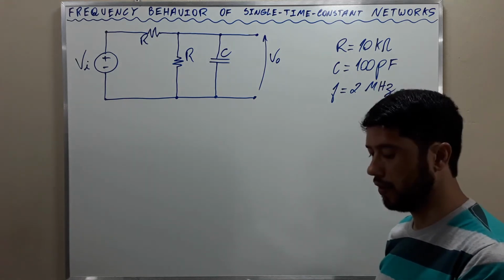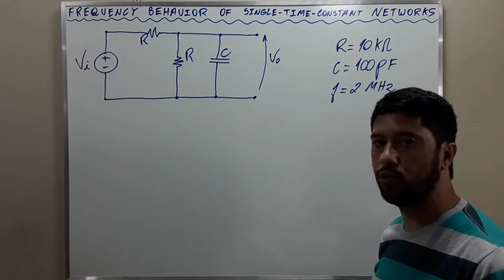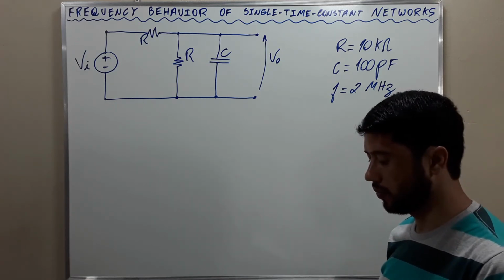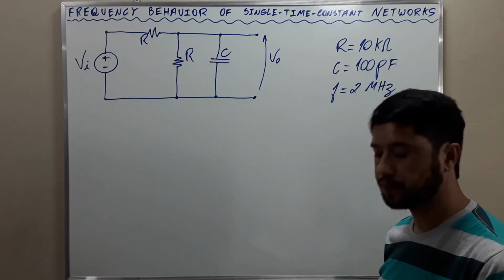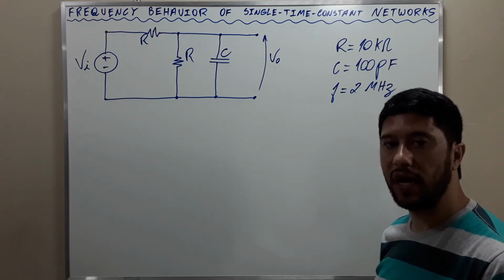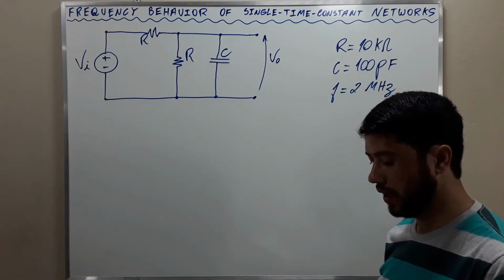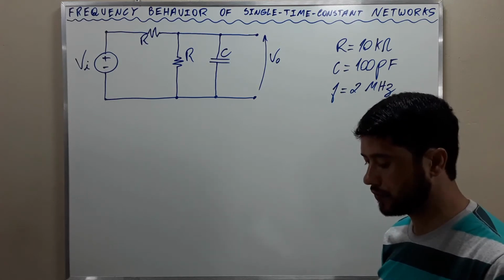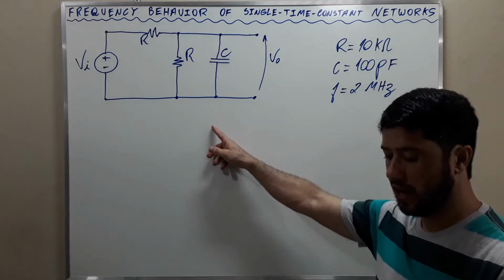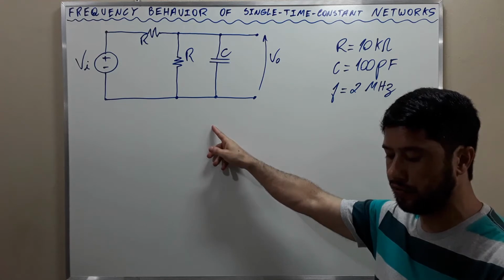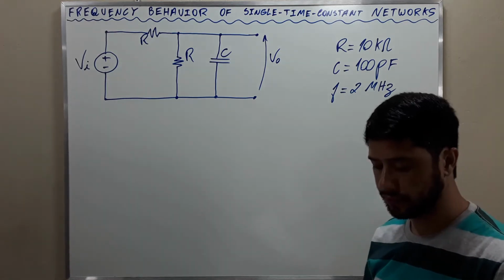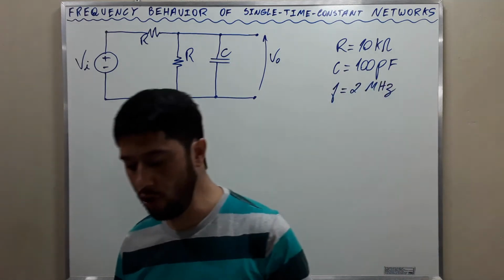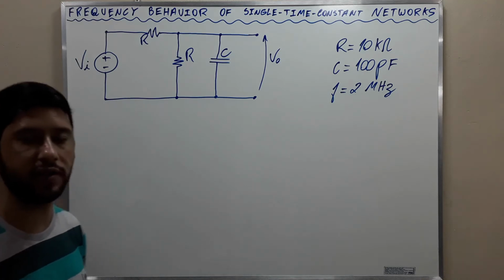Frequency behavior of single-time constant networks. Find the transmission, the corner frequency, the transmission at DC, and the transmission at f equal to 2 MHz for the low pass STC of the following circuit. Okay, this is the question, and let's do it. Letter A, we are going to find the transmission.